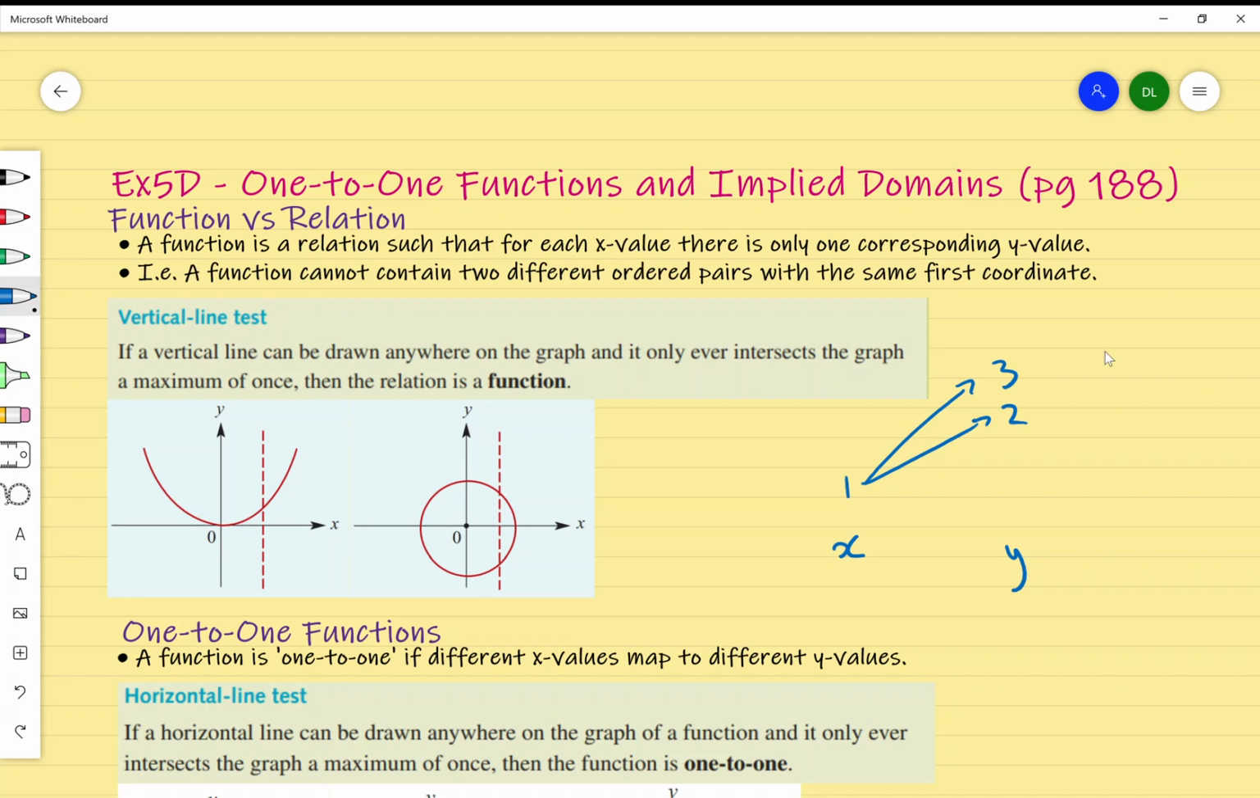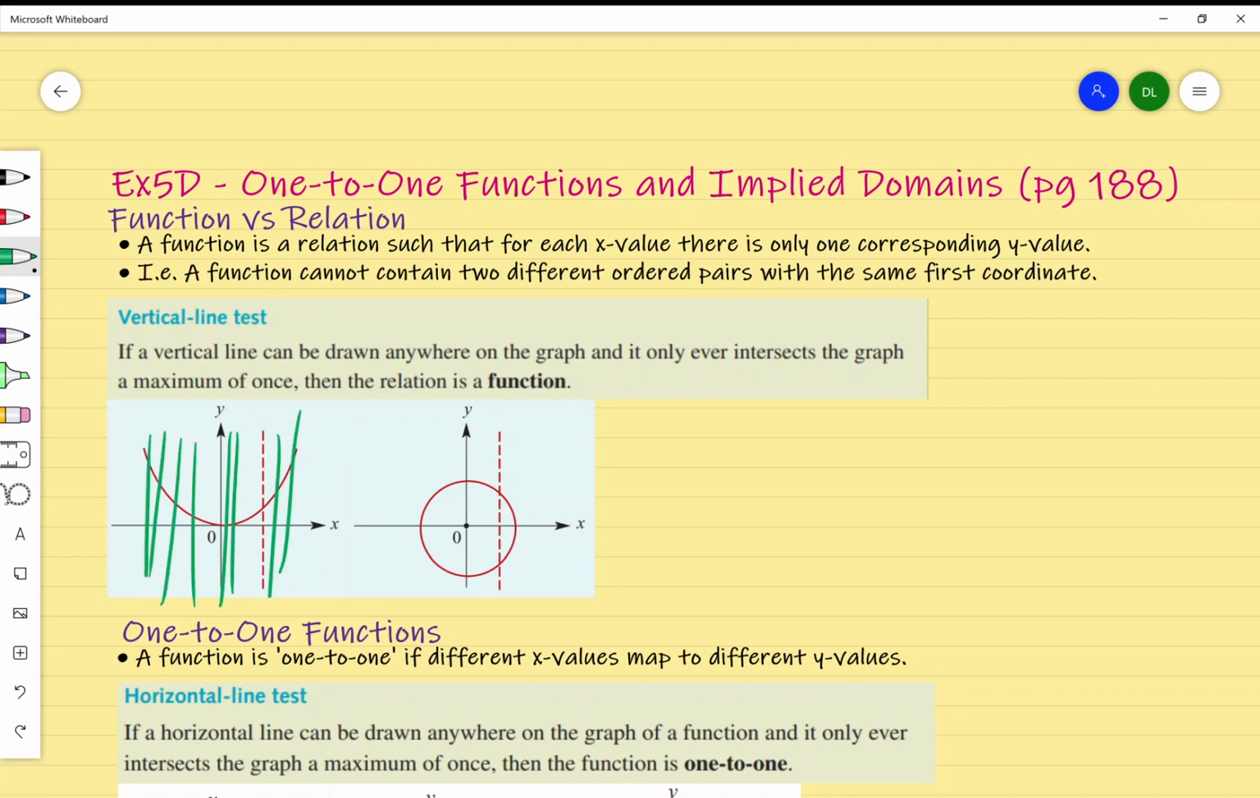And we can do something called the vertical line test to visually describe this. A vertical line can be drawn anywhere in the graph, and if it only ever intersects the graph a maximum of once, then the relation is a function. We can see in this example on the left-hand side, no matter where I draw a line here, a vertical line will always give me one intersection between the graph and the vertical line test. Whereas if I do something like a circle, you can see that it intersects twice. That's because for one x value, it gives me two different y values, and therefore it's not a function.